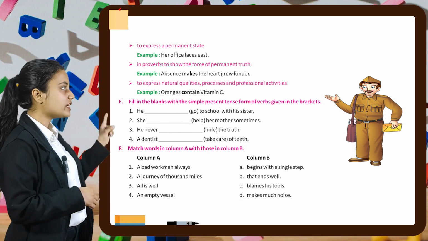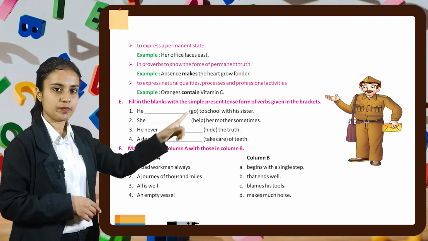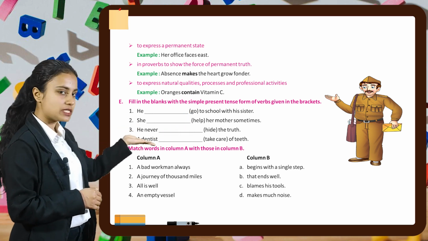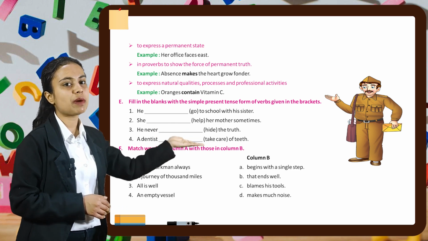Third part is "all is well." It will match with the B part, "that ends well." Fourth part is "an empty vessel." Now it will be matched with the D part, "makes much noise."